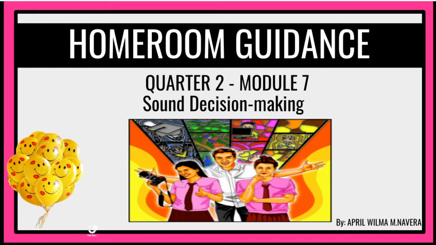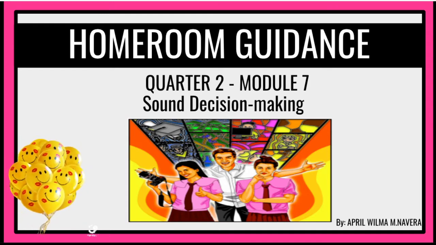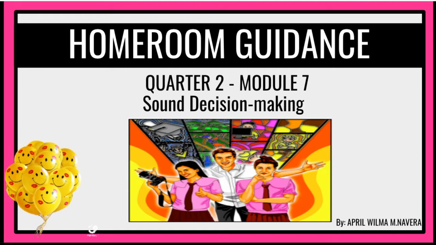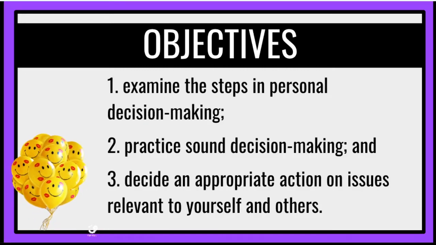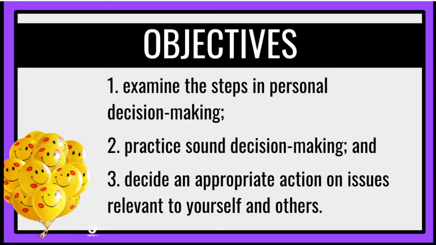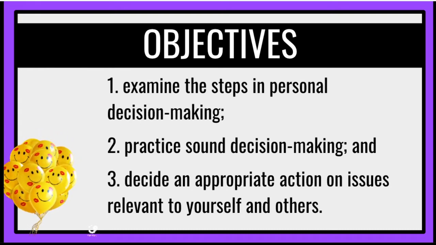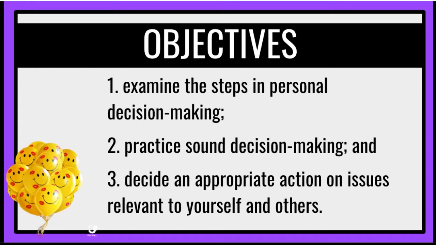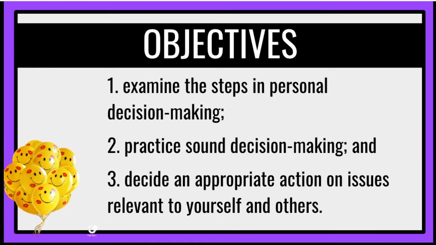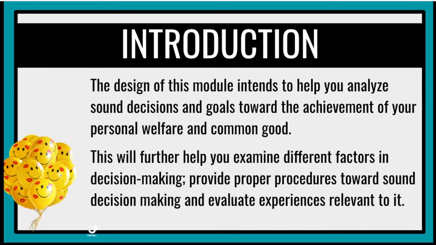Again, this is Cherry April, and we're going to talk about Homeroom Guidance Quarter Number 2, Module 7. This is about sound decision making. This will be our objectives for this module. Number 1, to examine the steps in personal decision making. Number 2, practice sound decision making. And number 3, decide an appropriate action on the issues relevant to yourself and others.